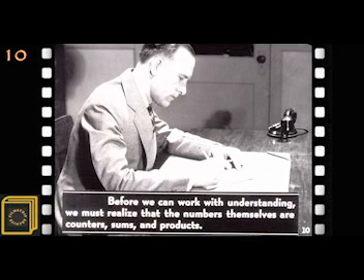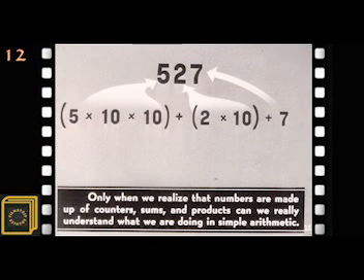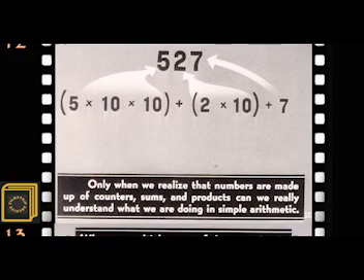Before we can work with understanding, we must realize that the numbers themselves are counters, sums, and products. We have only 10 counters: 1, 2, 3, 4, 5, 6, 7, 8, 9, and 10. Other numbers must be made up of their sums and products. Only when we realize that numbers are made up of counters, sums, and products can we really understand what we are doing in simple arithmetic.